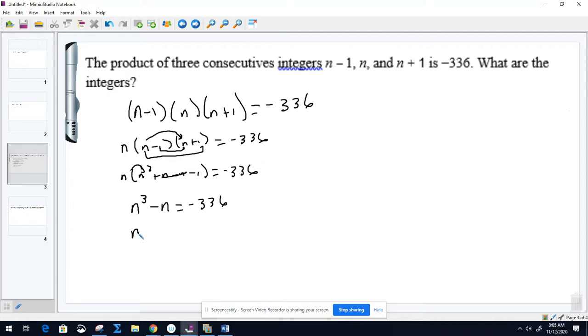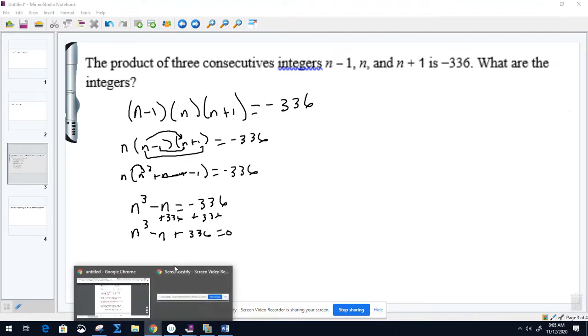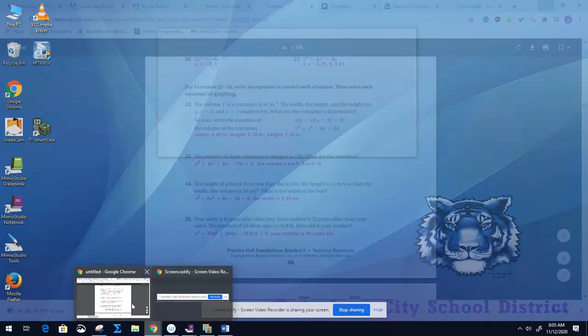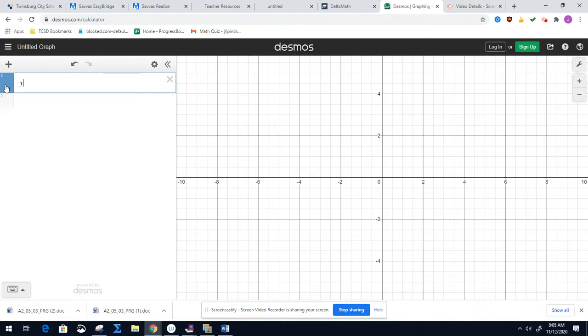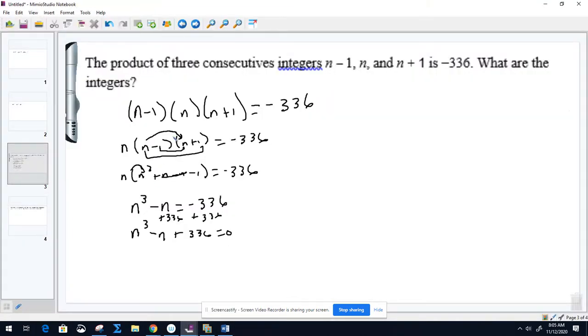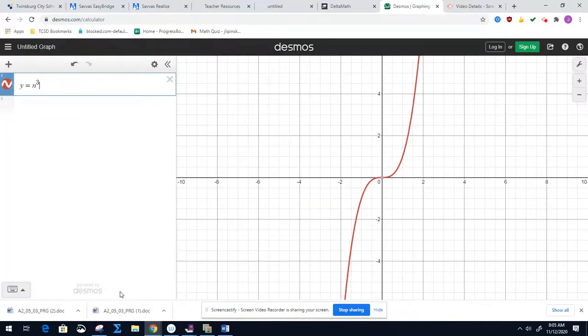Now I'm going to set this equal to 0 by adding 336 to both sides. And I now have a polynomial. So I'm going to plug this into Desmos, where I'm going to find where it crosses the x-axis. So I have y equals, and again, you can use n or x, it doesn't matter. I have n cubed minus n plus 336.